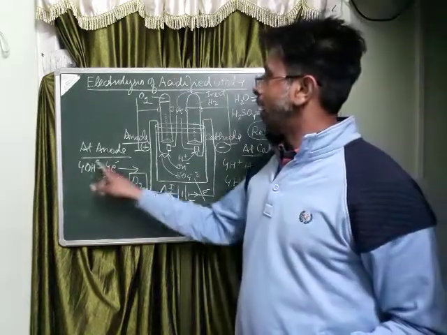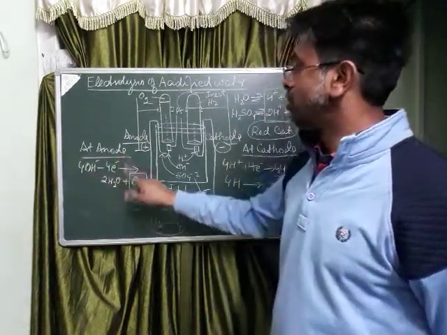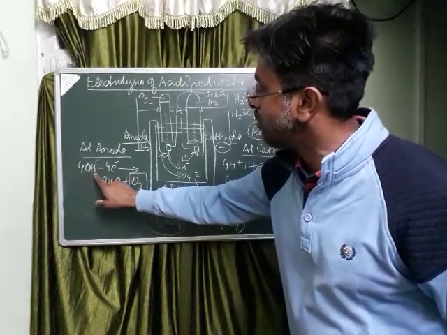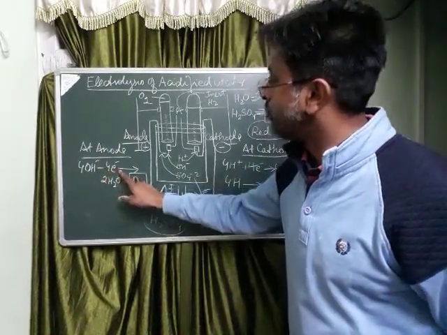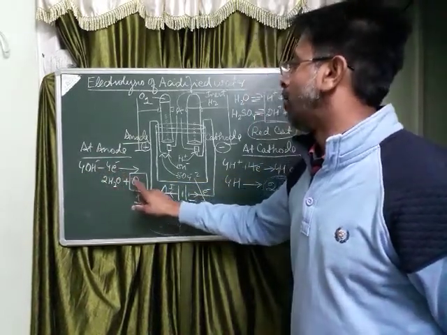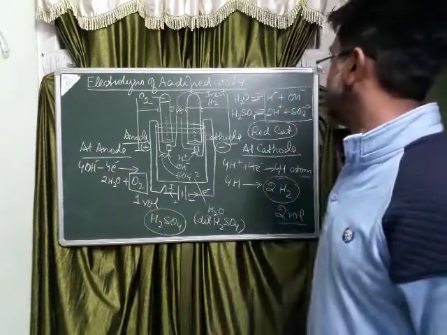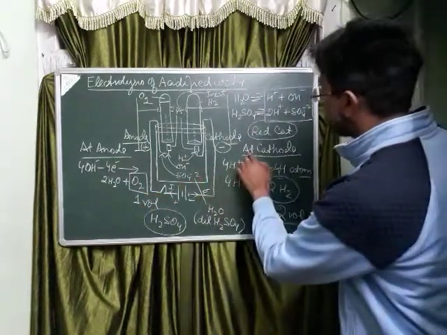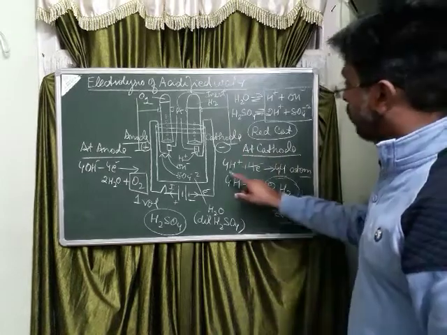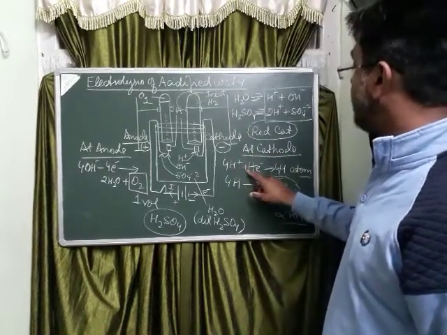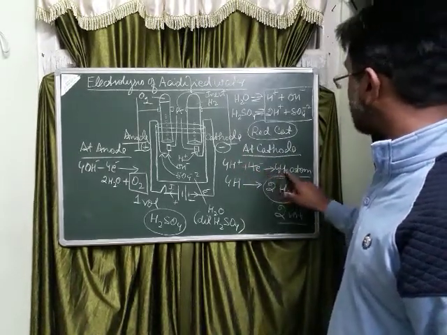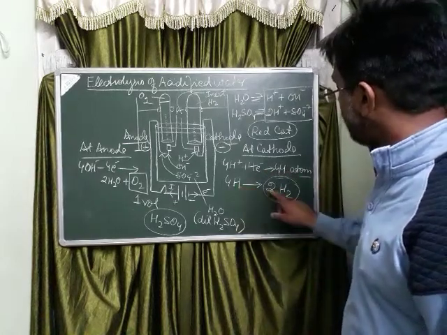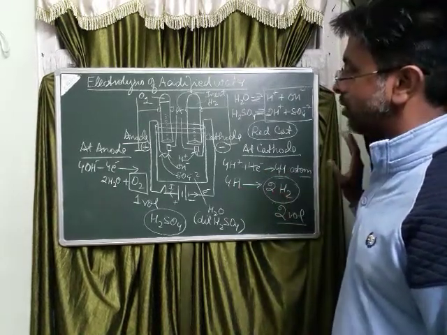They will ask you, write down the reaction at the anode. So, you have to write this way, 4 hydroxyl ions losing 4 electrons to form 2 water molecules and 1 oxygen gas molecule. And they will ask you, what is the reaction at the cathode? So, you have to write down 4 hydrogen ions gaining 4 electrons to form 4 hydrogen atoms, which rearrange to form 2 hydrogen gas molecules.